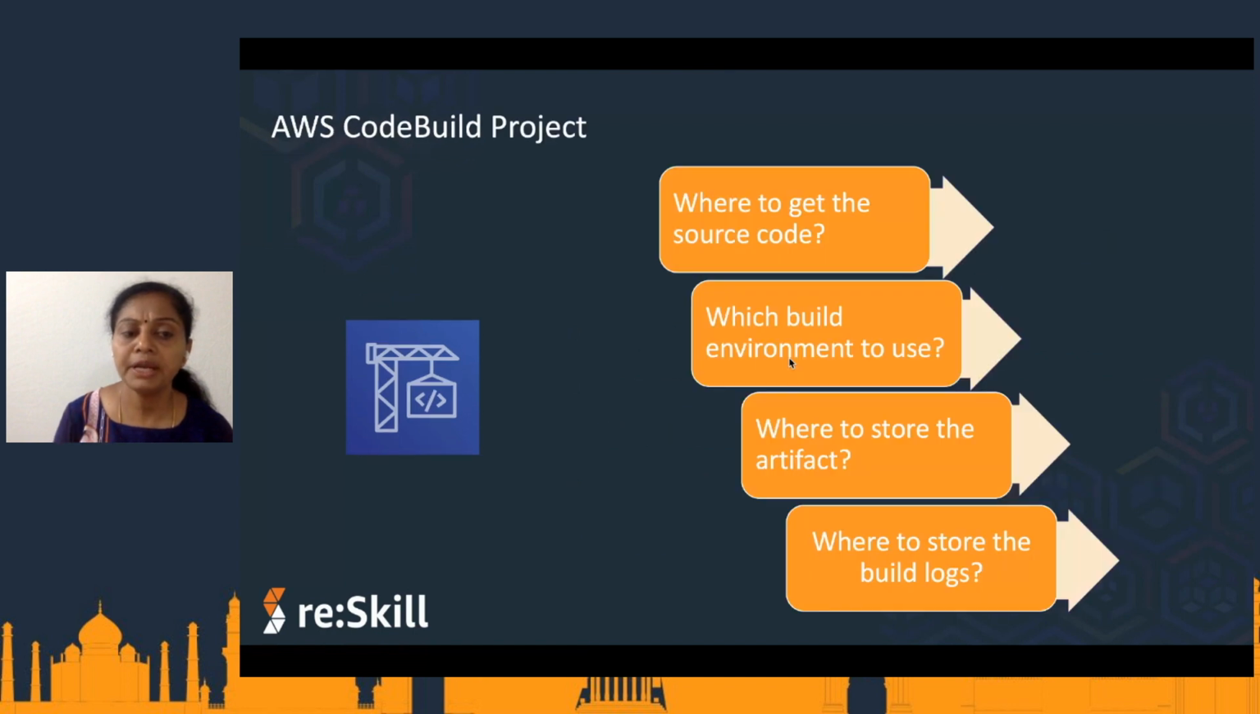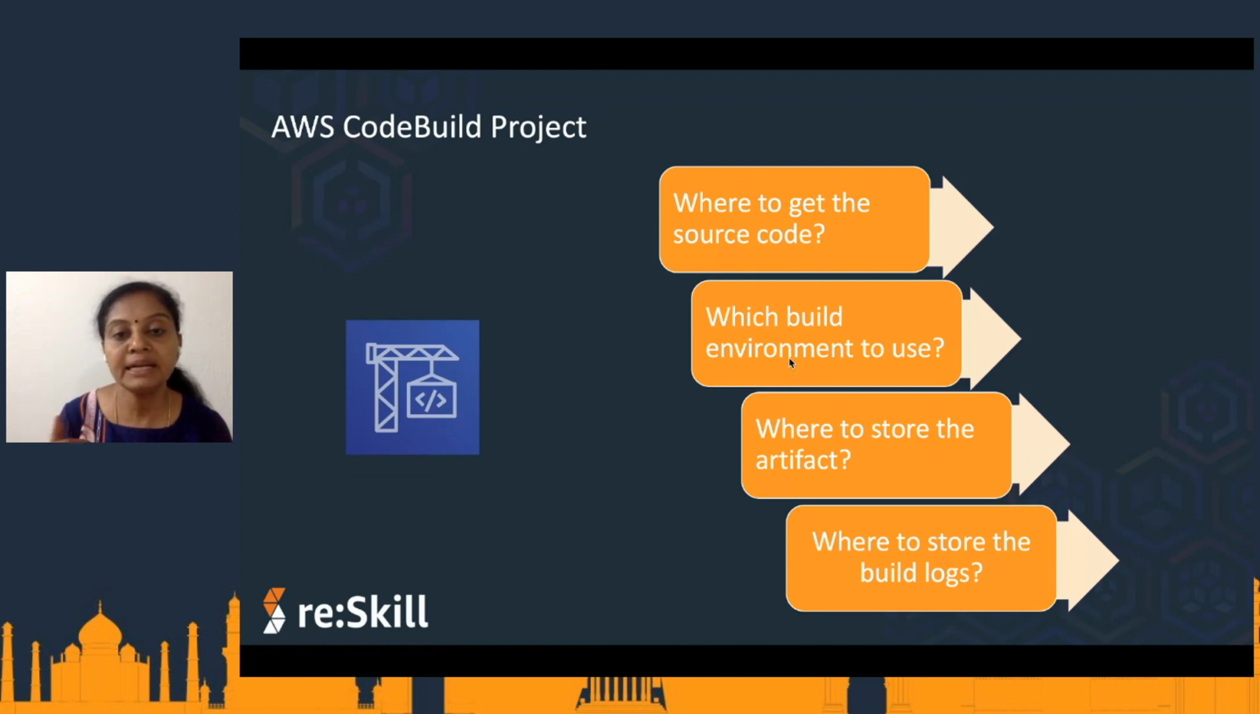So when you want to create a CodeBuild project, what are the things that you have to keep in mind? What information should you be ready with? One thing is where to get the source code. You need to specify the source control repository. It could be your GitHub or it could be CodeCommit. So you have to choose the source control provider and you will have to choose the repository, branch, all that information. So basically, where to get the source code from, you're going to specify it.